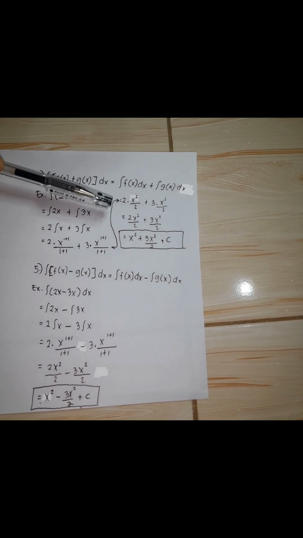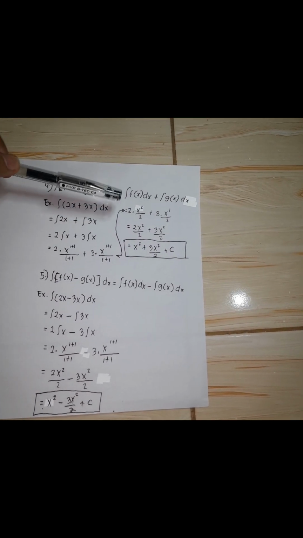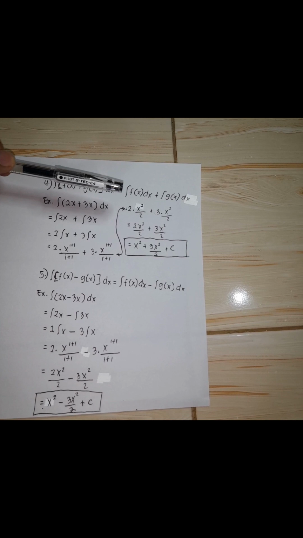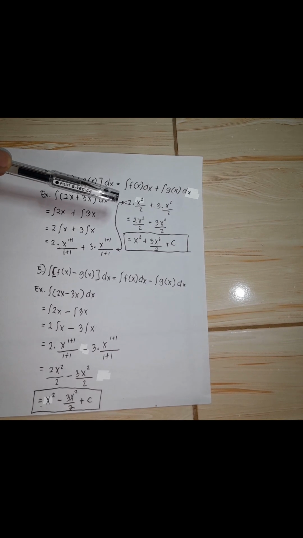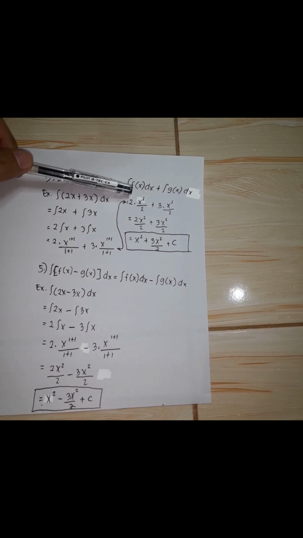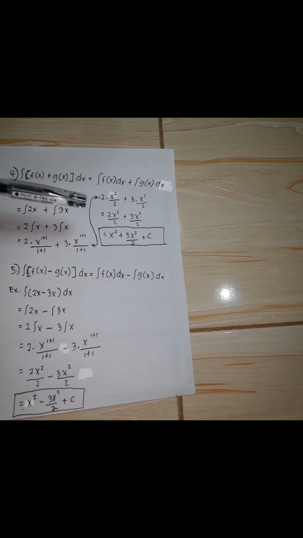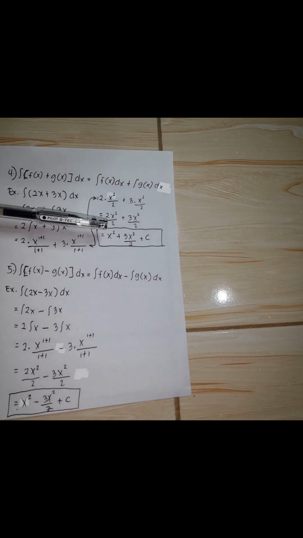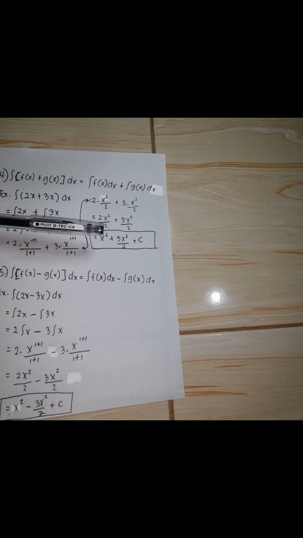So continue here. The answer of x raised to the power of 1 plus 1 is x squared. So 2 times x squared over 2 plus 3 times x squared over 2. So the answer of this is 2x squared plus 3x squared over 2. So let's solve the problem. Cancel out the 2, so it remains x squared plus 3x squared over 2 plus c, which is the constant.